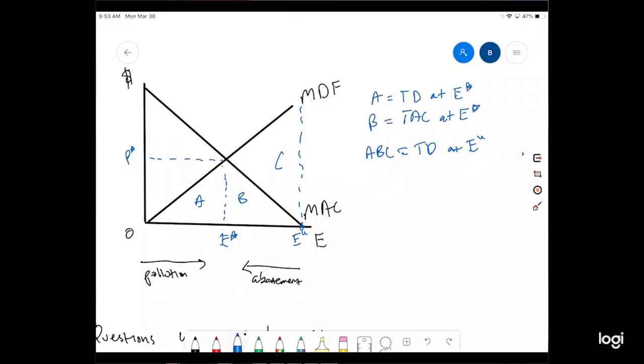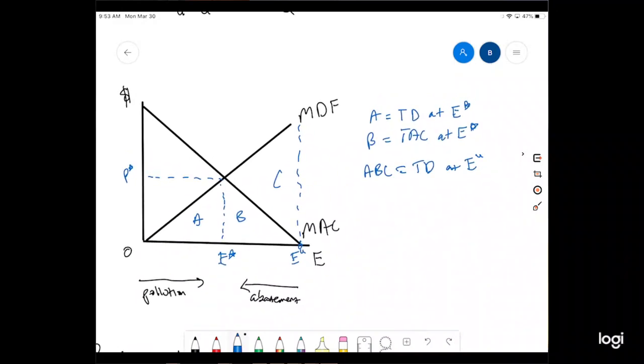So the question, well, first, let's move to, can we identify some deadweight loss in this graph? So let me erase this.